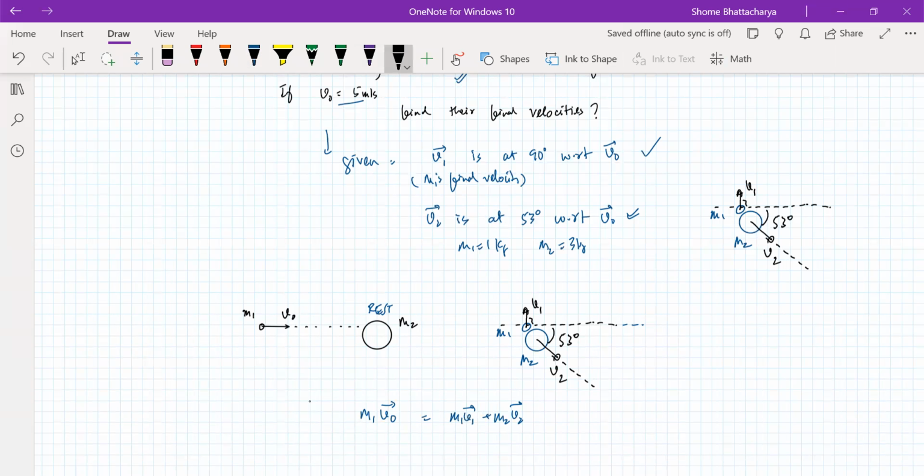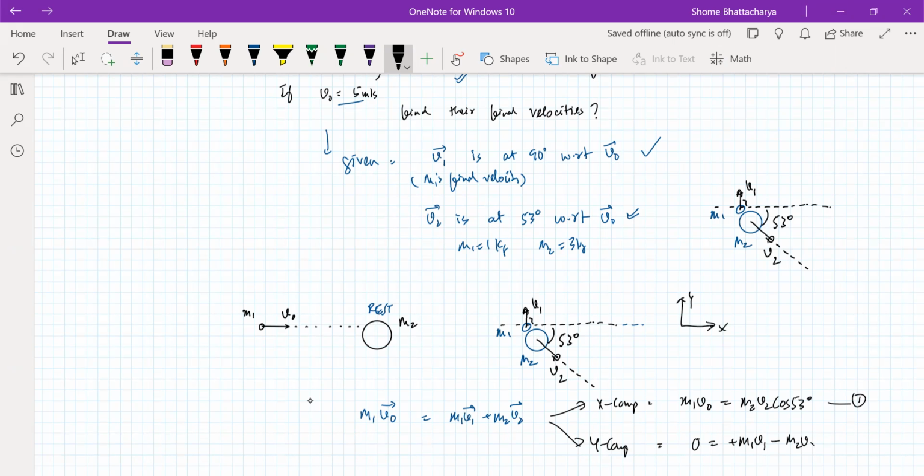So now we can convert this into component equations by taking this direction as our x-axis, this direction as our y-axis. So when we write the x component of this, we'll get m1 v0 is equal to m2 v2 cos 53. And when we take the y component, the initial y component of momentum is 0. And finally, it is plus m1 v1 minus m2 v2 sine 53. So we have two unknowns, v1 and v2, we can calculate from this. Okay, so just substitute the values and work this out.